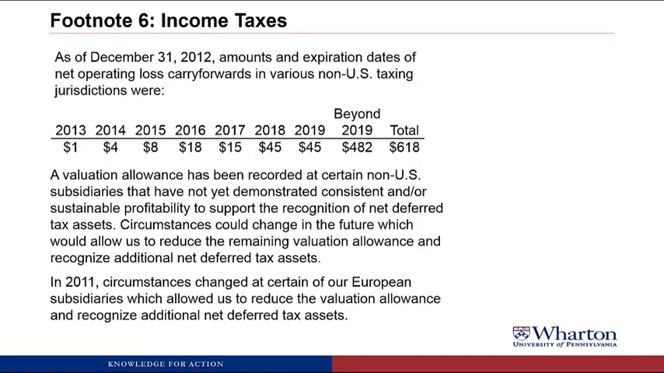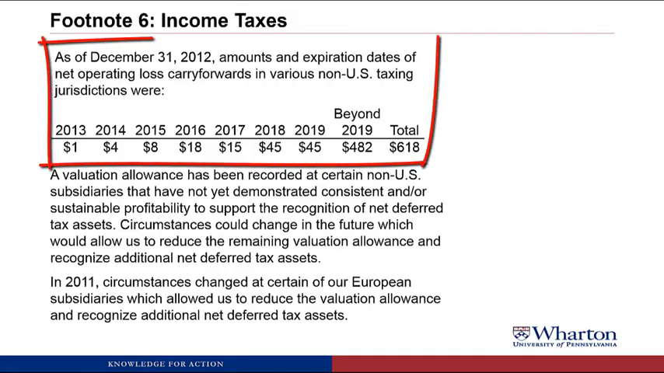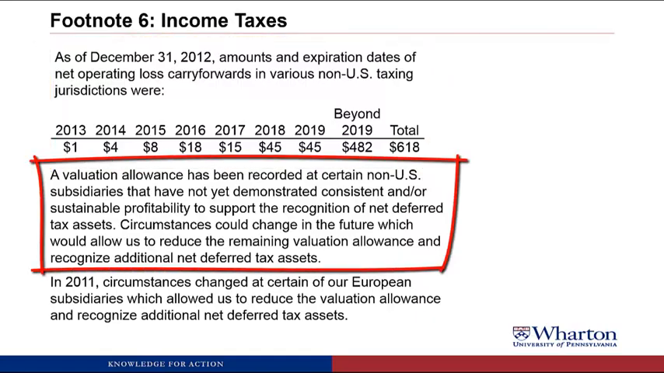One more part of their footnotes, they give a discussion of these net operating loss carryforwards. So they say as of December 31, 2012, here are the expiration dates of NOL carryforwards in non-US jurisdictions, and all these were non-US losses. They say a valuation allowance has been recorded at certain non-US subsidiaries that have not demonstrated consistent or sustainable profitability to support the recognition of net deferred tax assets, which means they're not going to be profitable enough in the foreseeable future to actually get these tax savings. And then they say circumstances could change in the future, which would allow us to reduce the remaining valuation allowance and recognize additional net deferred tax assets.